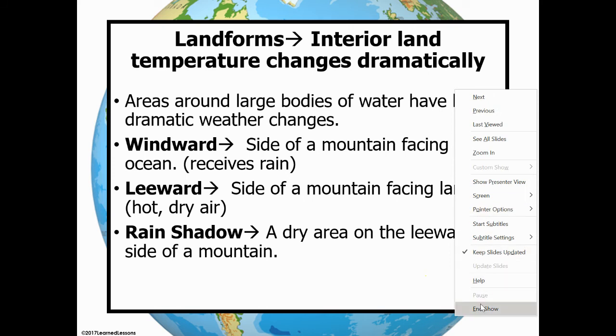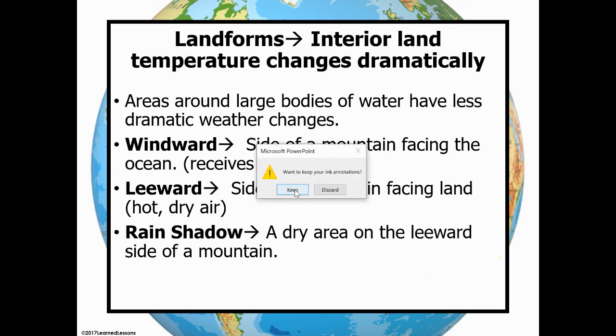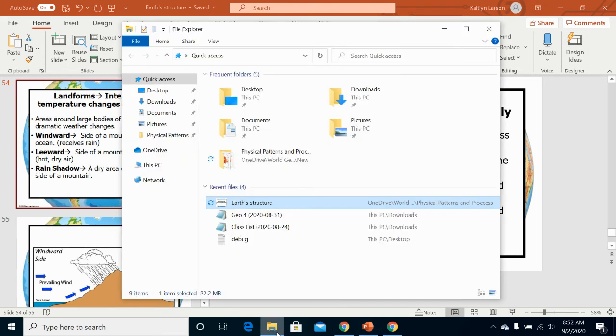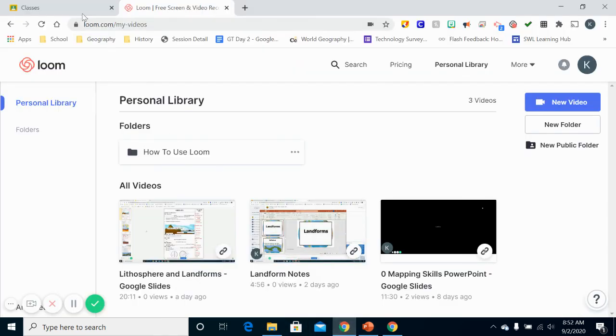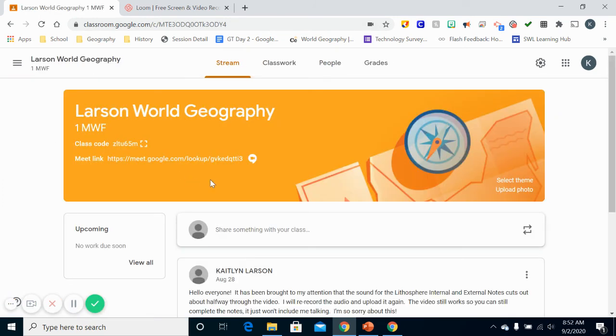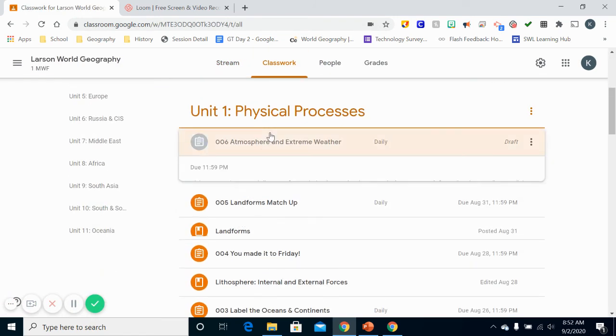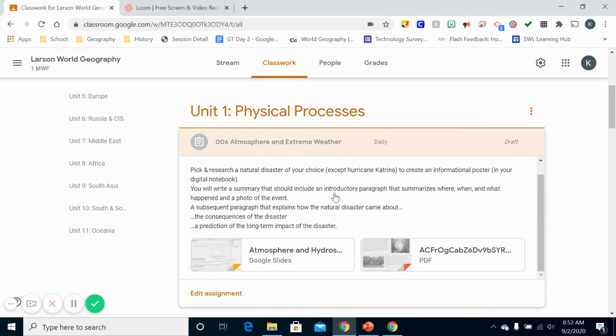What we are going to do now is I'm actually going to show you the assignment for today. Oops, that's not what I wanted. So your assignment for today is going to be extreme weather. So what you are going to do is pick and research a natural disaster of your choice. It cannot be Hurricane Katrina because I did that one as my example. You're going to create an informal poster. You're going to do this in your digital notebook.